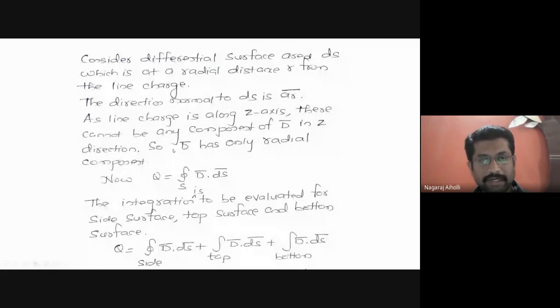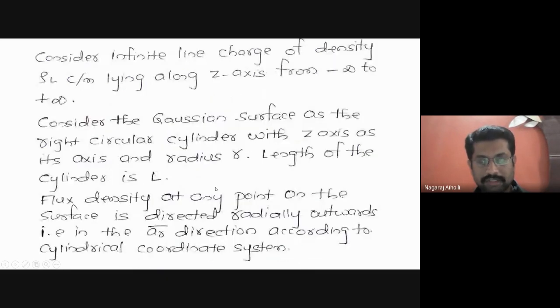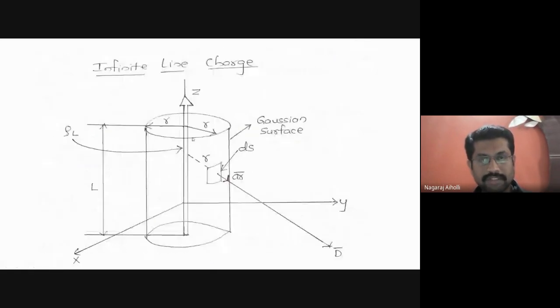So D has only radial component, therefore Q is given by the closed surface integral of D dot dS. This is according to our Gauss law. The charge enclosed is given by the closed surface integral of the electric flux density with respect to the surface. This integration we have to consider for the surfaces: the top surface of the cylinder, the bottom surface of the cylinder, and the side surface of the cylinder.